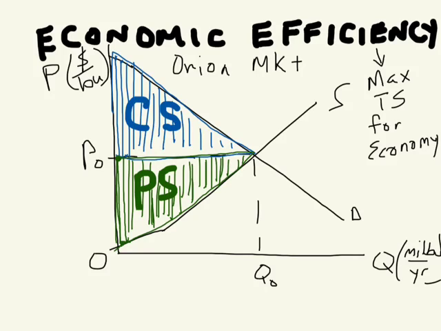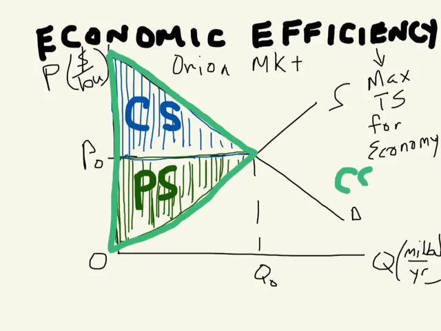Now, it's going to turn out that the sum of producer and consumer surplus, let's get yet another color, a lighter green, the sum of consumer and producer surplus is this whole area that's called total surplus. And this area is as big as it can be under the perfectly competitive market outcome. CS plus PS equals TS.